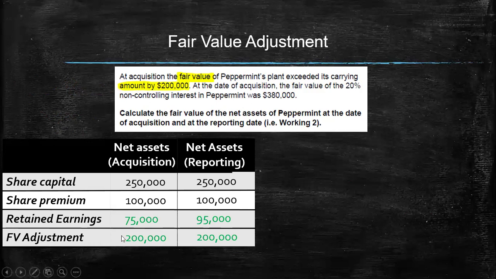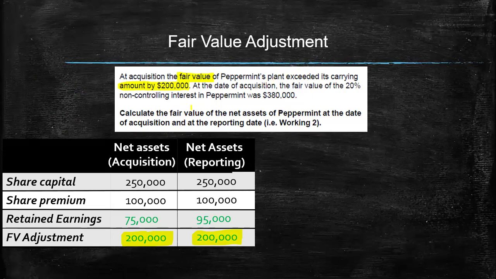as fair value adjustment. So basically, we are showing that these net assets, the share capital, share premium, and retained earnings, these are the net asset values at carrying value. But one of the assets has a slightly higher fair value, 200,000 more than the carrying value. So we are adding that extra 200,000 here in our calculation. And this is how you adjust for the fair value of assets in your net assets calculation, because this fair value will be determined at the acquisition date.